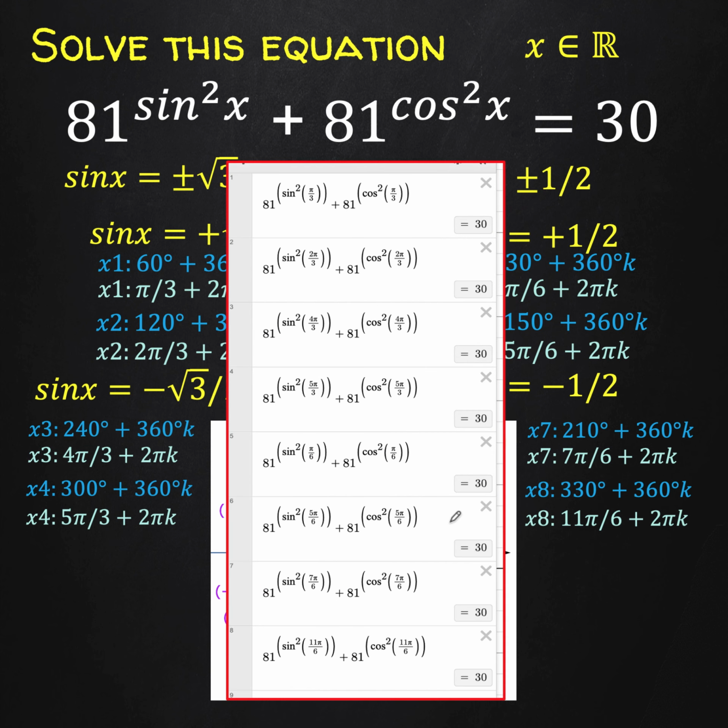And to check if our answers are correct, I use the Desmos graphing calculator, and it's verified that for x equals pi over 3, 2 pi over 3, 4 pi over 3 until 11 pi over 6, we arrive at a correct equation. Notice that the right side are all equal to this 30. And so, this problem is now solved.